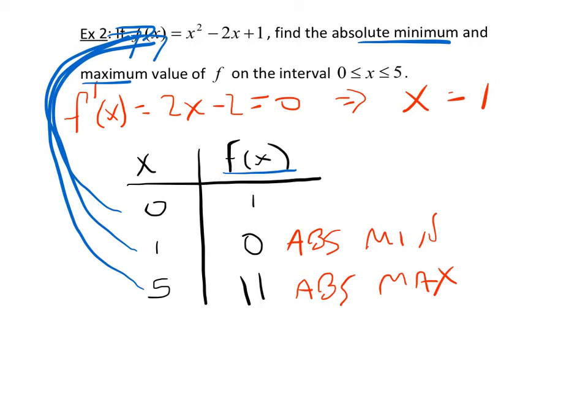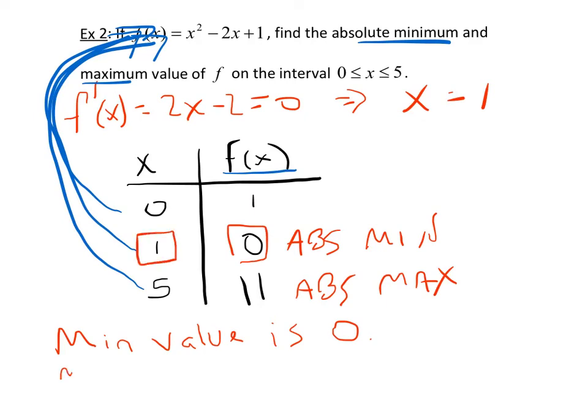The minimum value is 0. That is the minimum value. It occurs at x equals 1. The maximum value is 11.